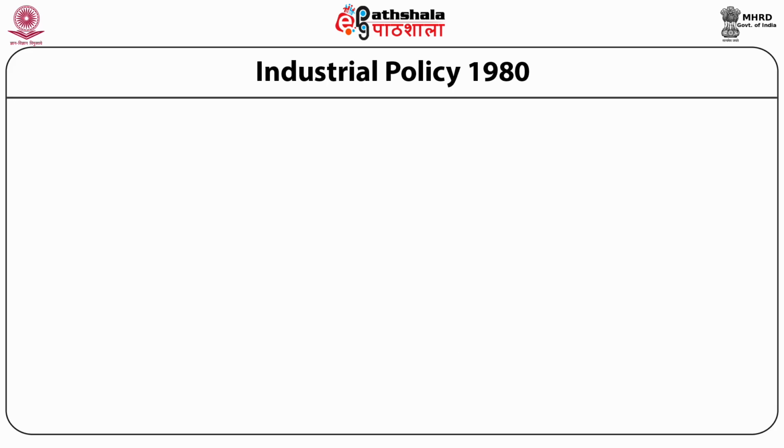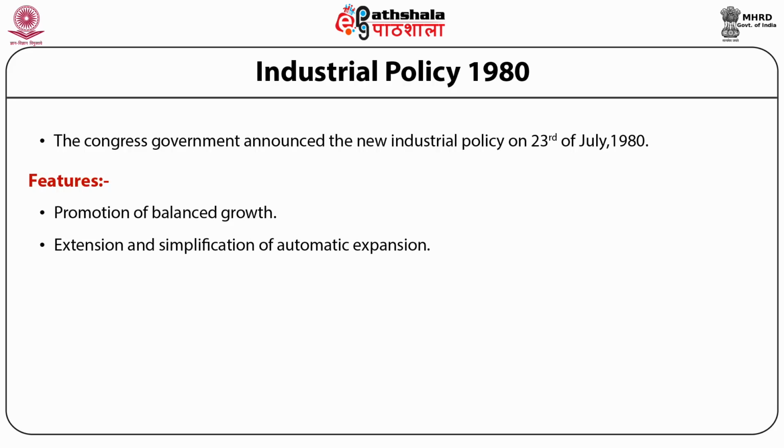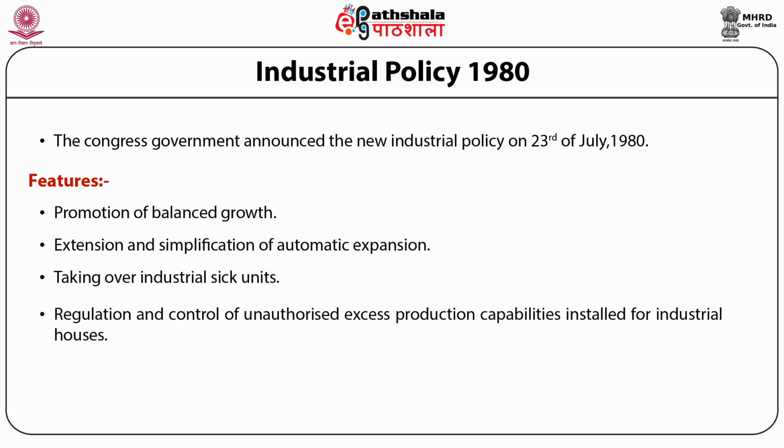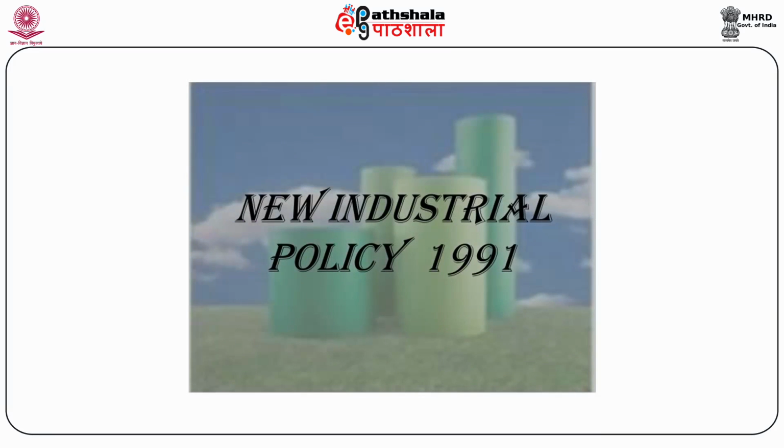Now let's discuss the Industrial Policy 1980. The Congress government announced this policy on 23rd of July 1980 with the major features, that is the promotion of balanced growth, extension and simplification of automatic expansion, taking over industrial sick units, regulation and control of unauthorized excess production capabilities installed for industrial houses, redefining the role of small-scale units, and improving the performance of public sector. Now, all the industrial policies till now were framed under the regime of controlled restrictions.